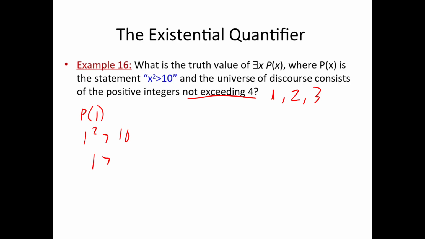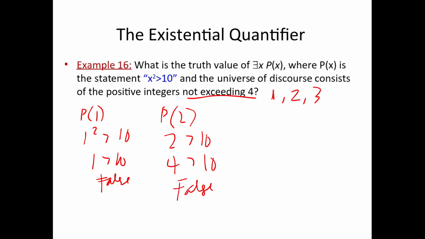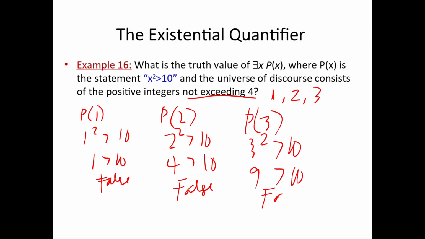We have false. And then p of 2, so 2 squared is 4, false. And then p of 3, so 3 squared, so 9 is greater than 10, is false.